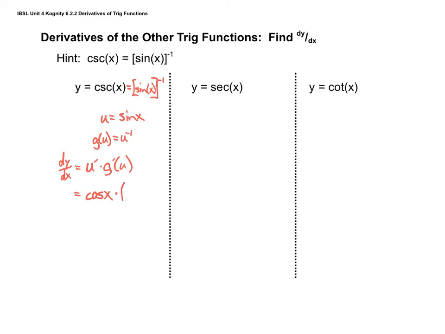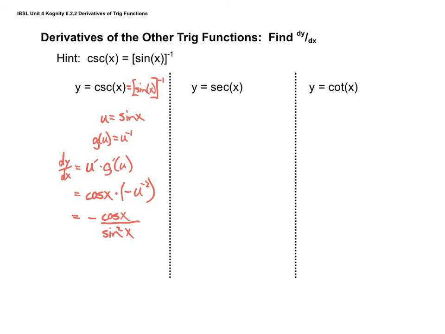That's the u prime. What about the g prime? The u to the negative 1. You can keep it in terms of u for right now. Forget about the sign for right now. If I have something to the negative 1 power, what's the derivative? Negative u to the negative 2. So we have a negative, and it's going to be cosine x over u squared. Well, the u was sine, so this is over sine squared x.